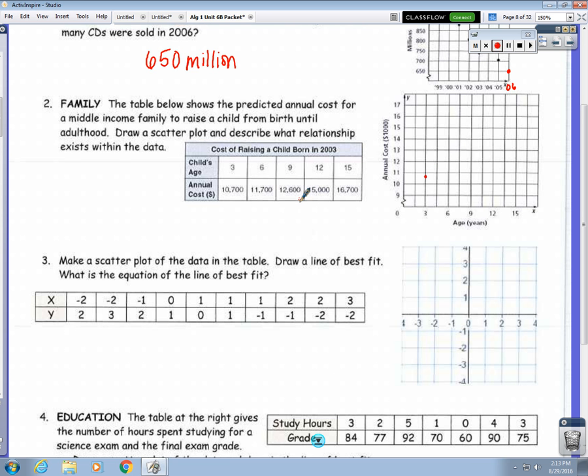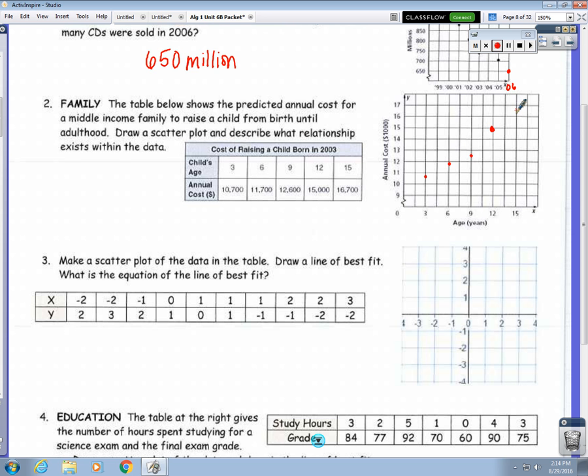Okay, now I'm going to do the remaining 4 points. At 6 years old, so I go right 6. The cost is 11,700. So about right there. At 9 years old, the cost is 12,600. At 12 years old, the cost is 15,000. And at 15 years old, the cost is 16,700.